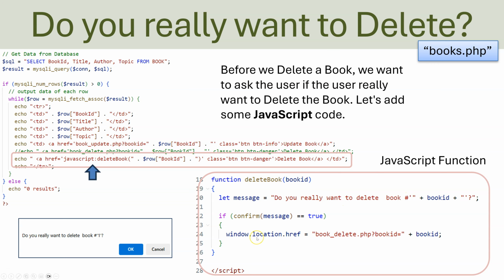And then you can use this confirm, and then you will get a message with either OK or cancel. So if you click OK, then you should delete the book. If you click cancel, you should not delete the book. That's an example of adding more robust functionality when it comes to deleting data from the database.